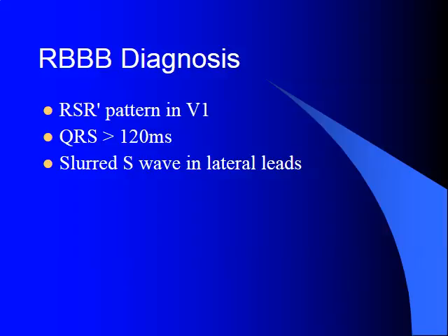All right, so we'll talk about right bundle branch blocks now. It's important to remember that the only empirical evidence that has been tested with Sgarbossa's criteria is the presence of STEMI in paced rhythms and left bundle branch block. But we can still use it in right bundle branch blocks and a myriad of other conditions as well. So identifying right bundle branch blocks, we're going to look for our RSR prime pattern in V1. We should still have a QRS complex greater than 120 milliseconds and a slurred S wave in the lateral leads.